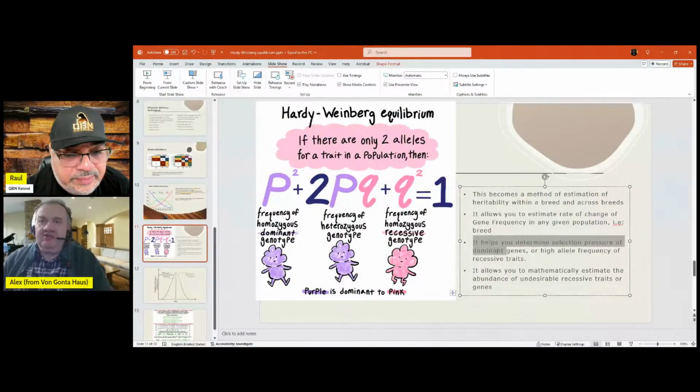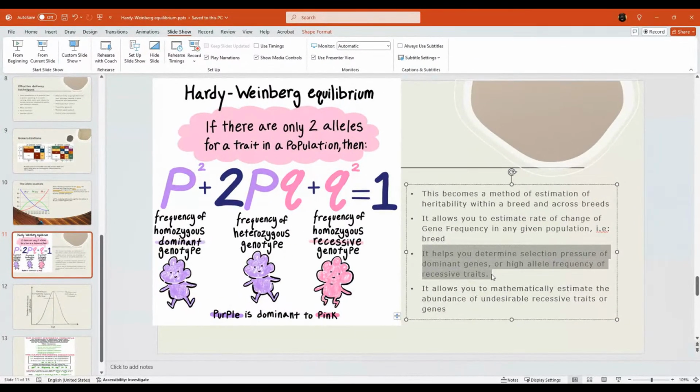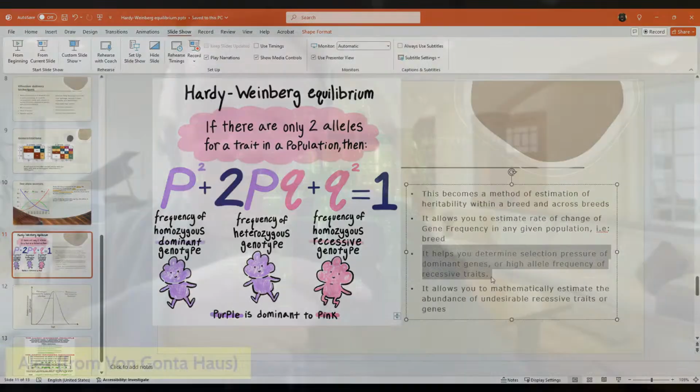It helps you determine the selection pressure of dominant genes or the high allelic frequency of recessive genes. Now, dominant is always expressed, but remember we talked in the last video about a high allele frequency of recessive? If I combine the same grandpapa multiple times in a pedigree, he's not dominant for every trait, but the frequency of his traits increases.